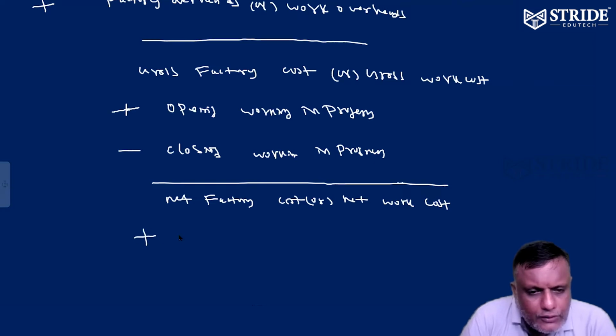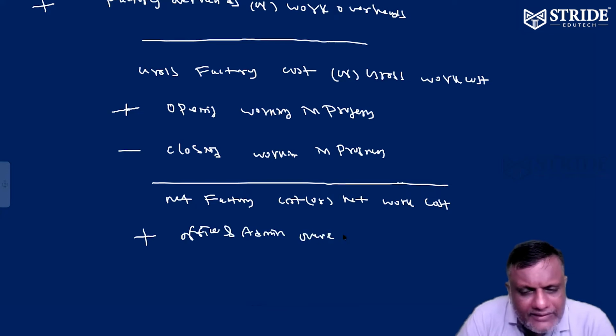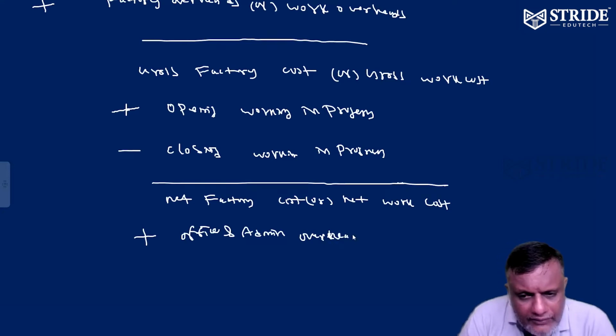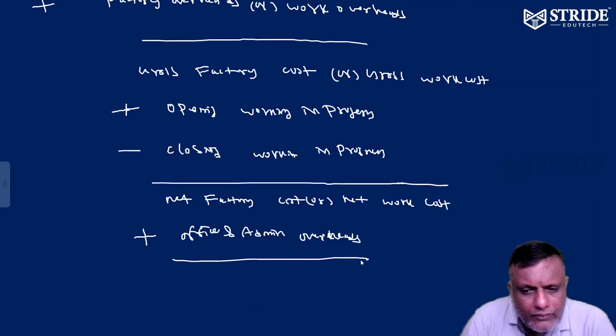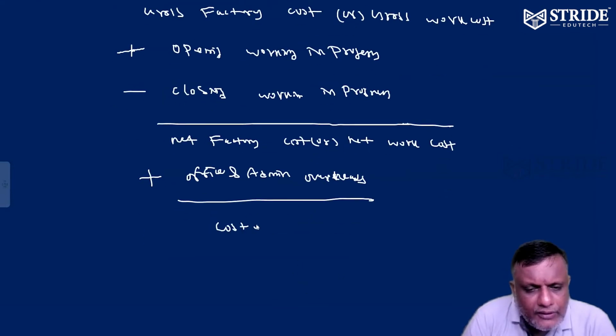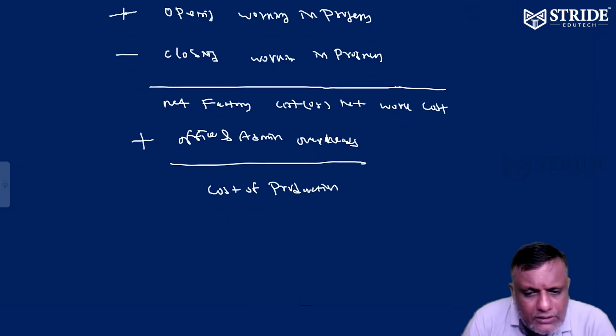To this, add office and administrative related overheads: office salary, office rent, office expenses, office table depreciation, office computer depreciation, all office related expenses. Please add all office related expenses and you'll be getting cost of production. If you have a factory, you need an office also to manage it. So cost of production is called COP.